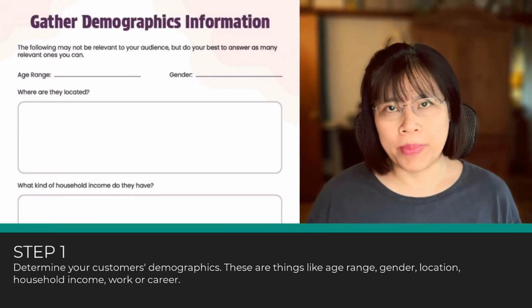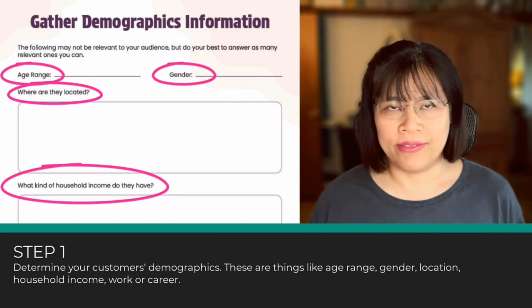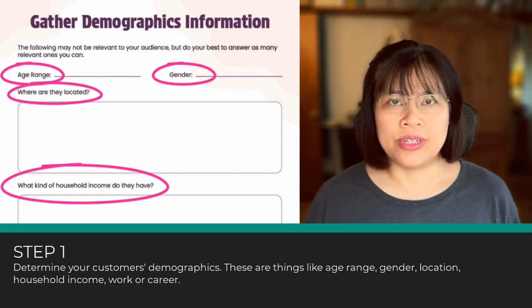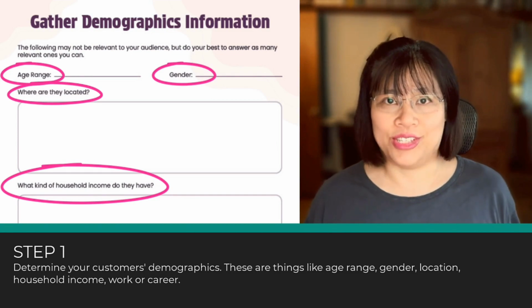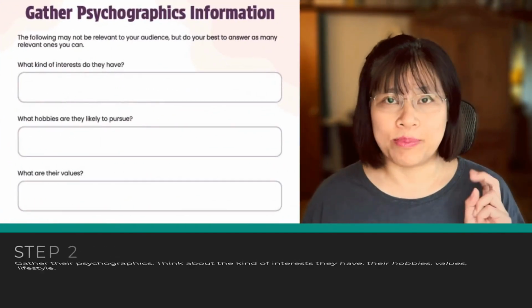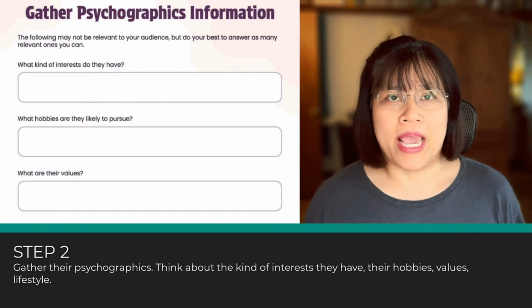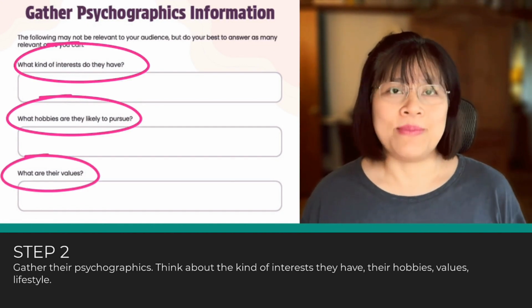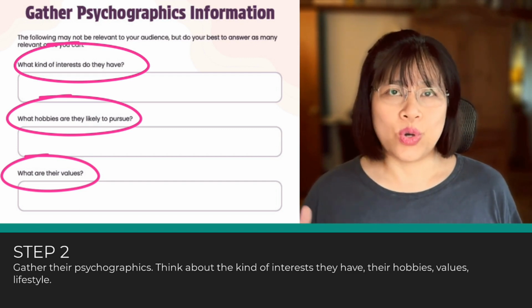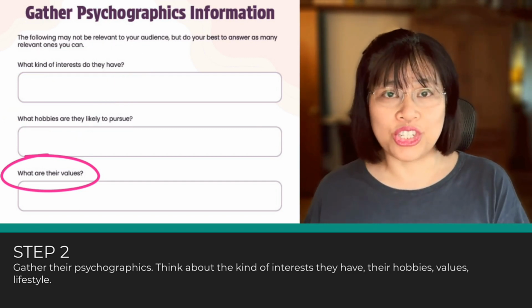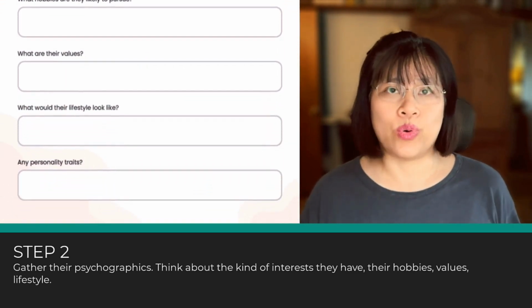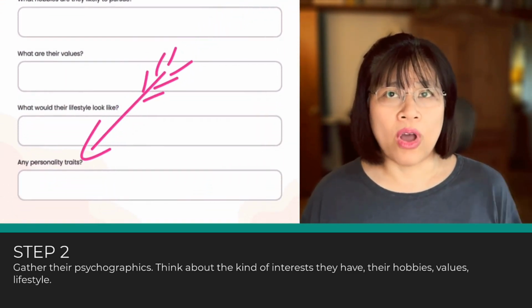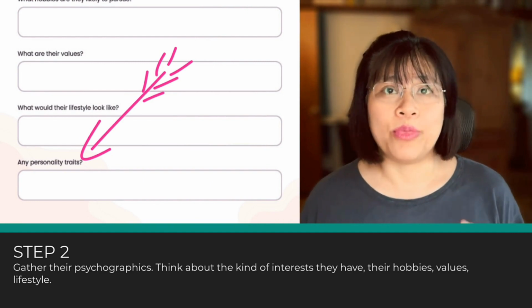So let me explain where I got everything from. Step 1 comes straight from the page about gathering demographic information. I just turned the questions into instructions. For step 2, I used the next page about gathering psychographic information. Same deal here. Turn the questions into instructions. I skipped the last question for this step because I thought it would fit better with step 3.